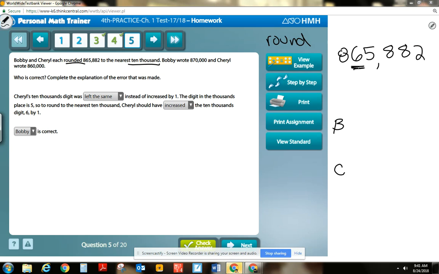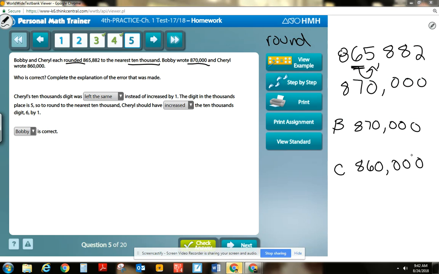Then I'm going to look to the right. That number is a 5, and I know 5 or more, I raise the score of the underlying number. So this number rounded, I raise the score of the underlying number, hold the place value, is 870,000. So 865,882 is about 870,000. Bobby wrote this, so I'm going to write down Bobby's answer with the B, and Cheryl wrote down 860,000. Okay. Who's correct?